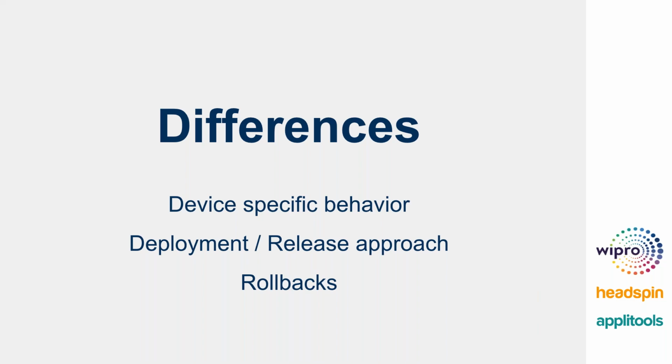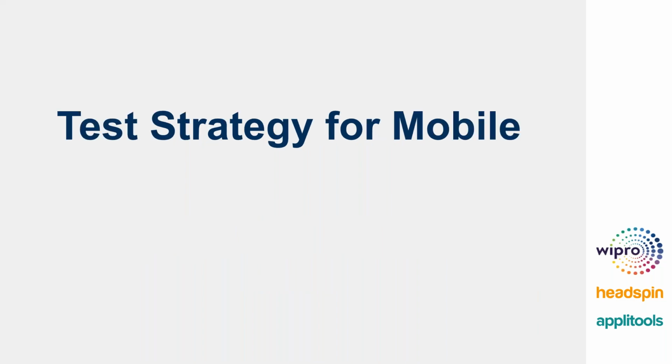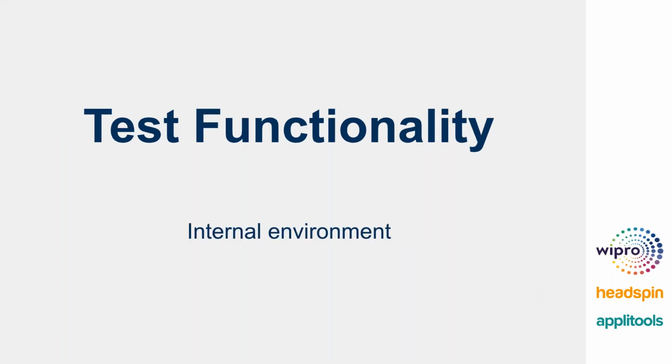In native apps, you cannot really roll back an app that is installed on the user's device. So how do you really think about it and mitigate those challenges? So what this means is the test strategy for your mobile apps really has to evolve and include all these different aspects in your strategy and execution.